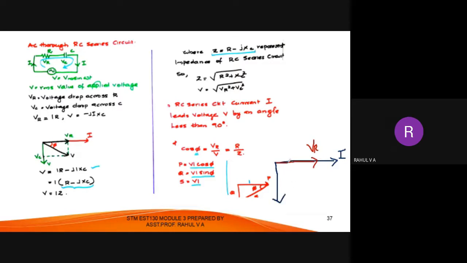For a capacitor, we know that voltage lags behind current, or current leads the voltage by 90 degrees. For a pure capacitor, current leads the voltage by 90 degrees.